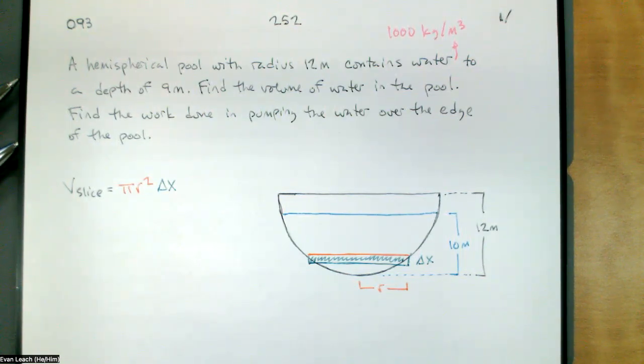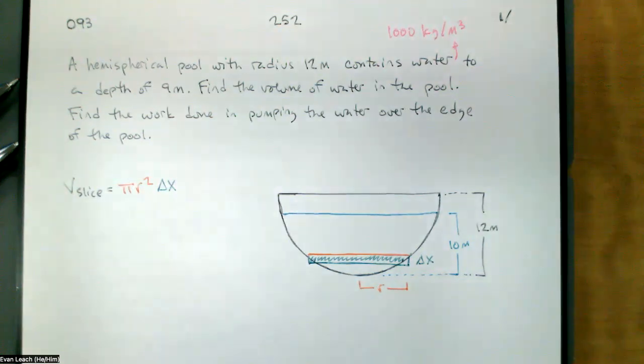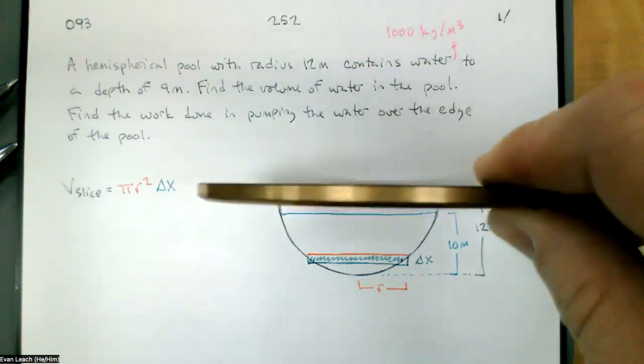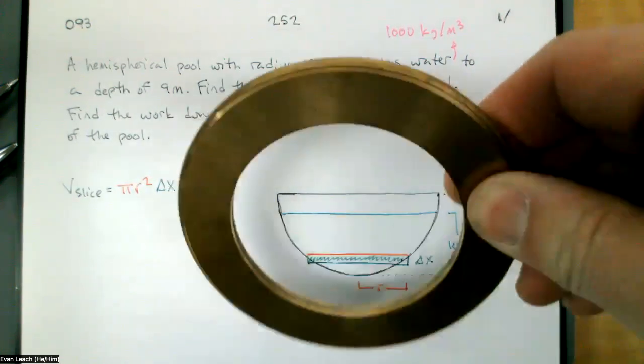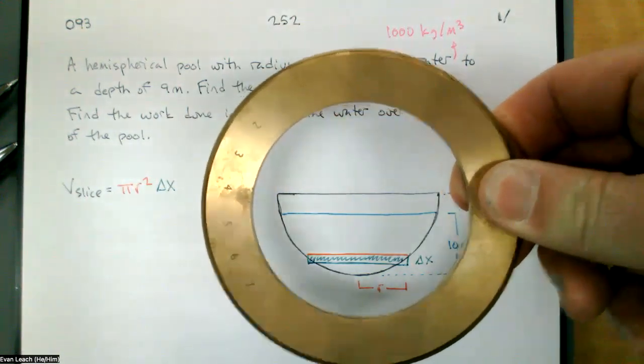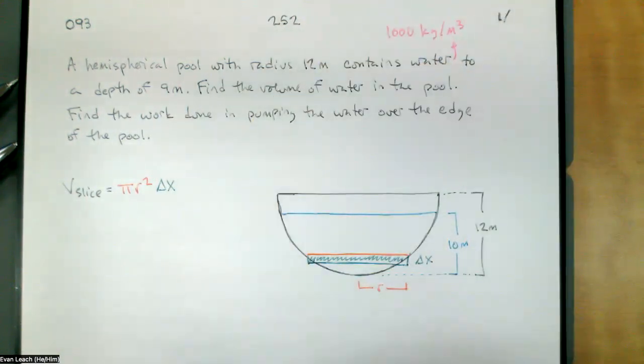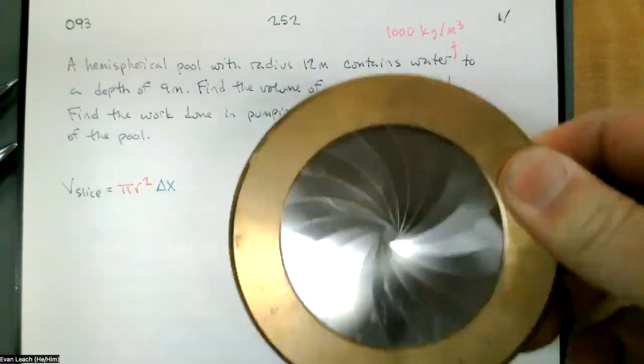First, let's look at this volume problem. This is a volume problem that we've done in the past. The volume of the slice is pi r squared times delta x because this is a hemispherical pool, so that slice represents a circle. We're looking at it from the side, so we only see that cylinder, pi r squared times h. But if we look at it from the top, we will see a whole circle. It won't have a hole in it, it'll be filled in. There, I'll fill it in.